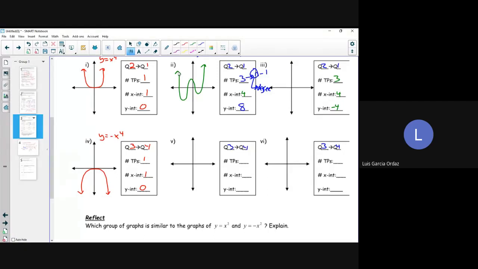So how many turning points would this have? We can assume 3. And 3 x-intercepts, 4. And what is our y-intercept for that one? Okay, so again, 3, 4, and our y-intercept is positive 4. If this is a degree of 4 with a positive leading coefficient and it looks like this, what would a negative leading coefficient look like with a degree of 4? Reflective. Yep.